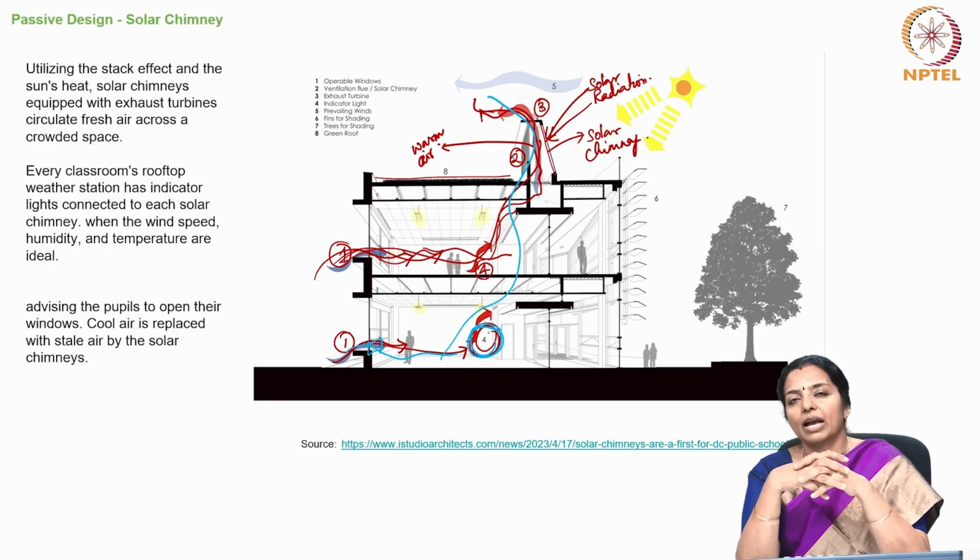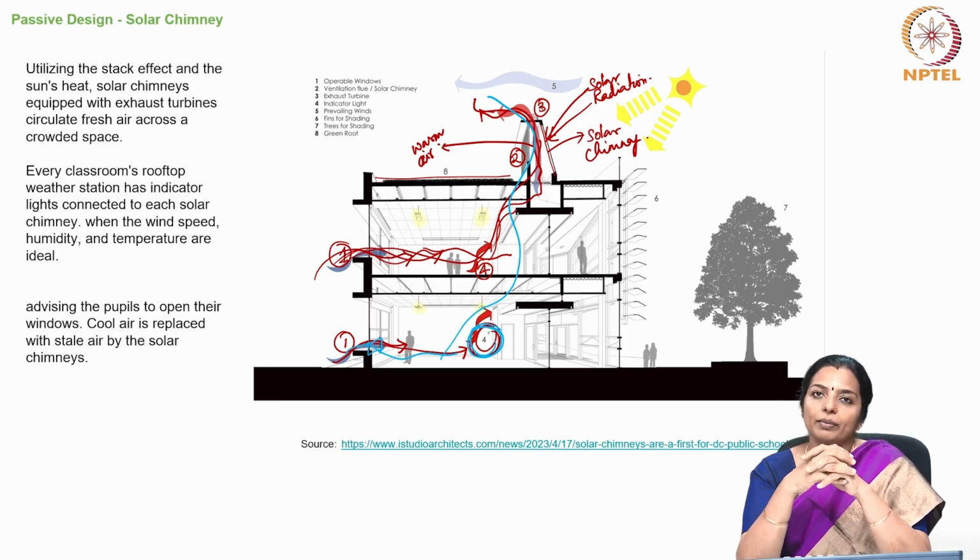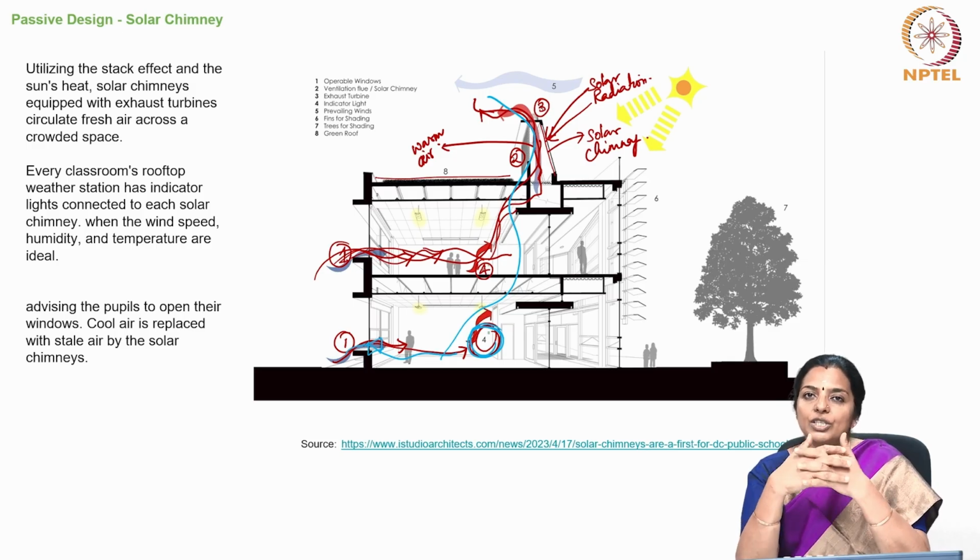With this, I will close this class and we will meet in the next class with yet another topic on advanced passive strategy, which requires a contraption to collect the heat energy, store the heat energy and dissipate the heat energy.